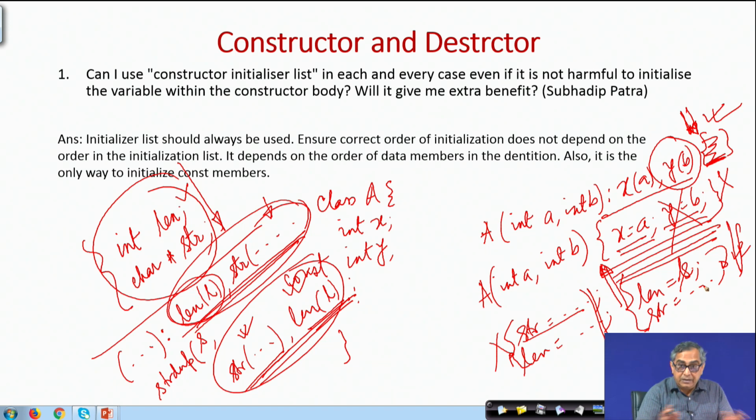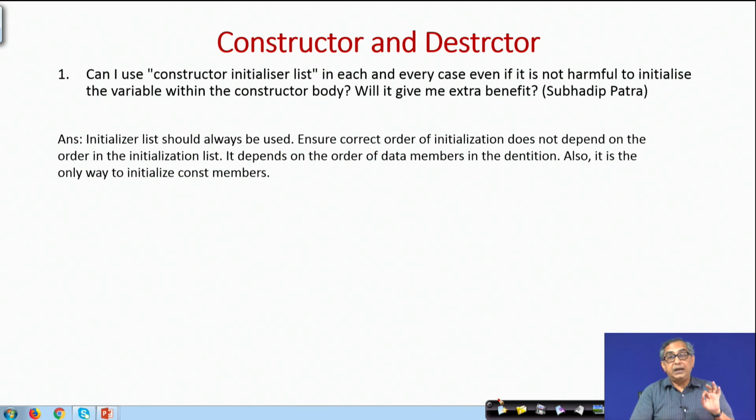So, there are several reasons that I have explained as to why you must use the initialization list in the constructor and not make fresh assignments to the variables after they have been initialized with garbage before entering the constructor body.